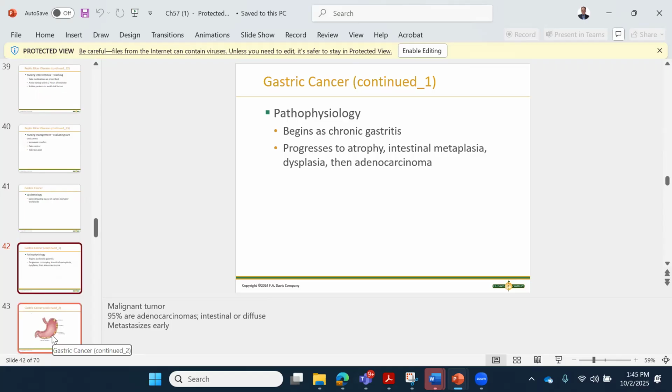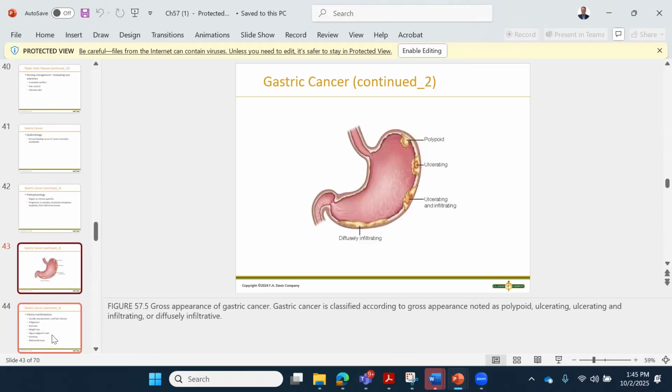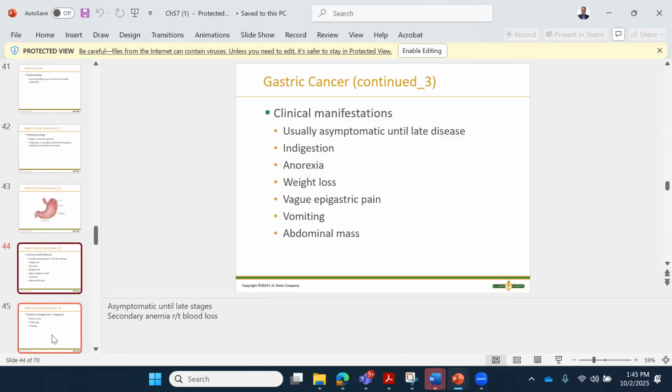95% of gastric tumors are adenocarcinomas, and the one problem with adenocarcinomas of the stomach is that they can have early metastasis. So this goes into describe the different types of appearances of gastric cancers. You can read through those. This goes through the clinical manifestations of gastric cancers.